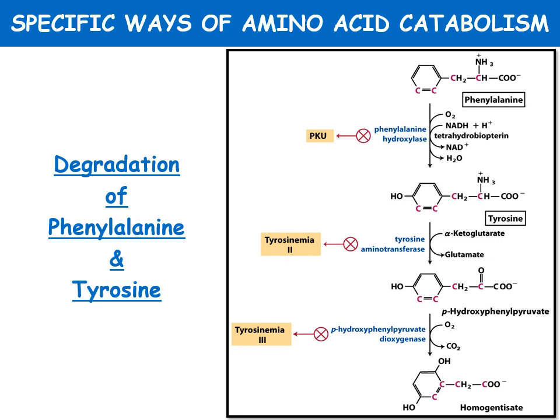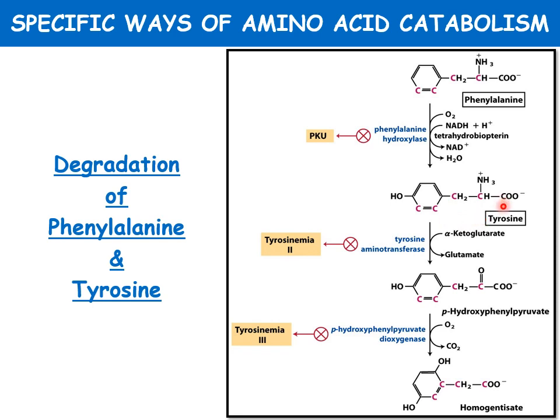Now starts the degradation of phenylalanine and tyrosine. The first step, phenylalanine gets converted into tyrosine with the help of phenylalanine hydroxylase, as we have seen in the previous slide. And now further there will be metabolism of tyrosine. So it covers both. In the metabolism of phenylalanine, the first step is phenylalanine to tyrosine and then the breakdown of tyrosine. The degradation, the metabolism of tyrosine, starts from here.